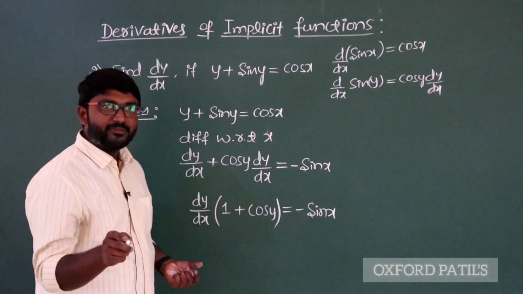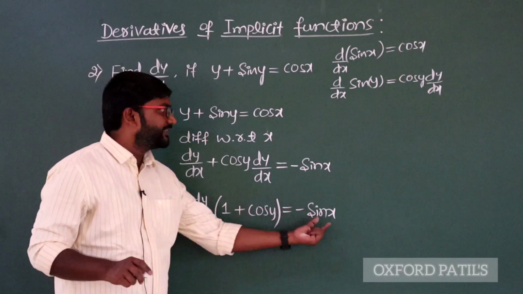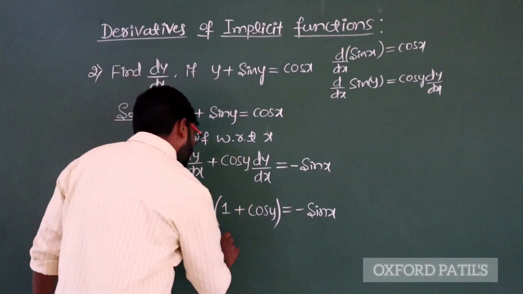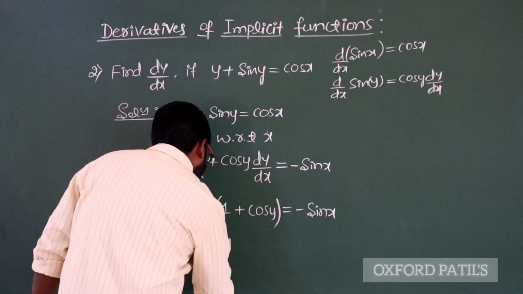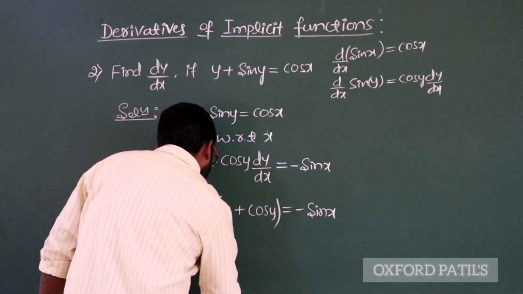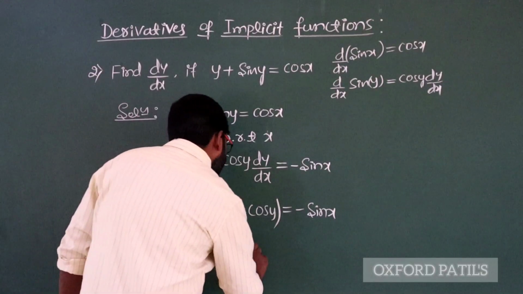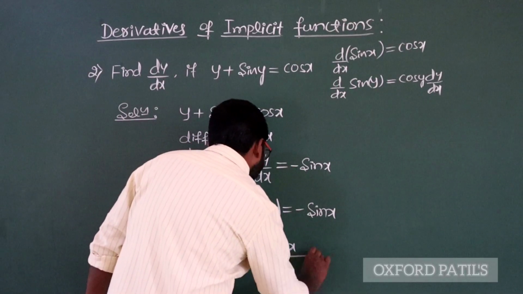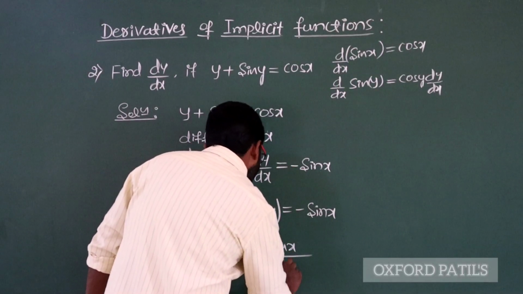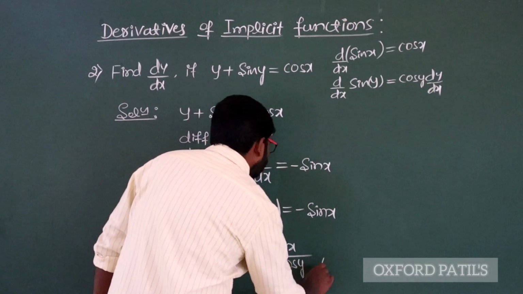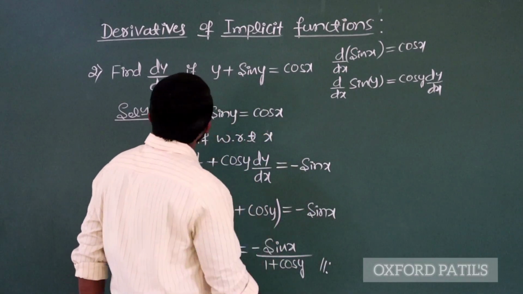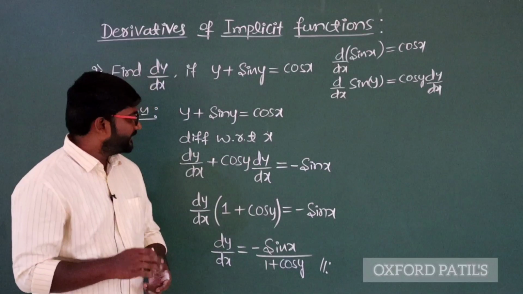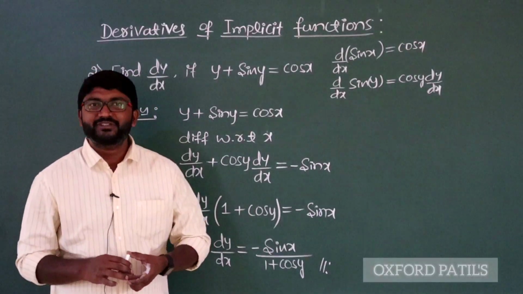Now we need only dy by dx. Take this term to the right hand side, it goes to the denominator. So overall the final answer will be dy by dx is equal to minus sin x divided by 1 plus cos y. So this is the required answer for the second example. Note down this and then we'll go for derivatives of inverse trigonometric functions.